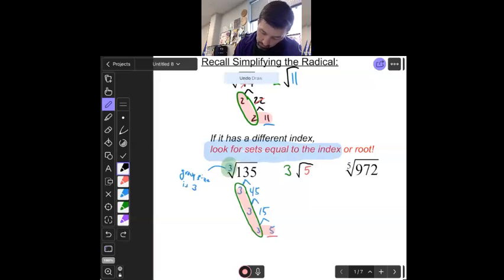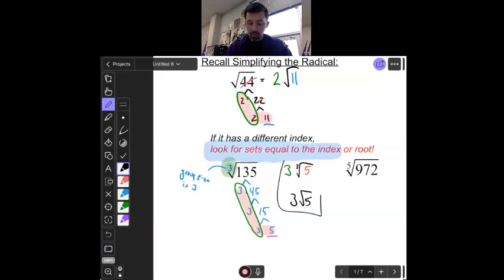One of the more common mistakes students make with this is that they forget to put the index back on the root. Okay? This does not equal 3 square roots of 5. Okay? These two numbers are not the same thing. Okay? It has to be a cube root, not a square root. So you can't do that.